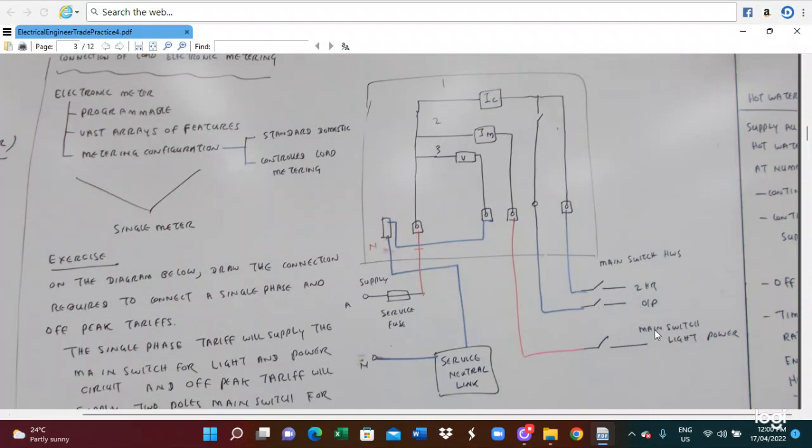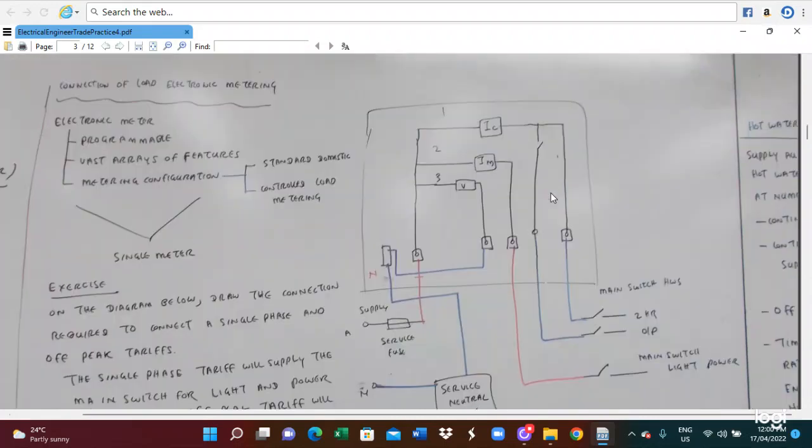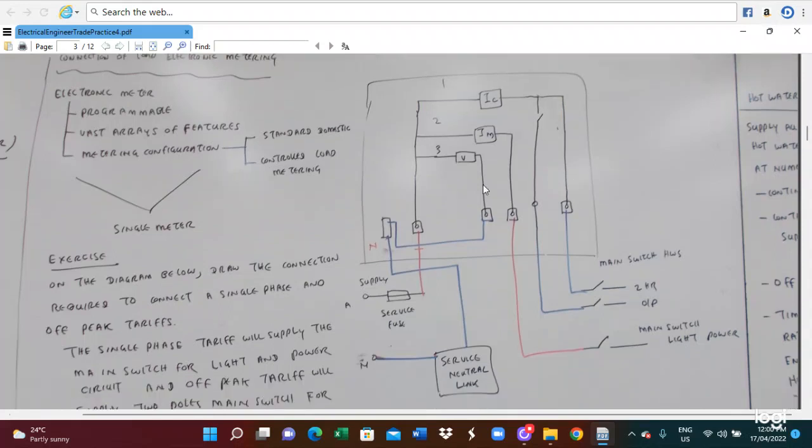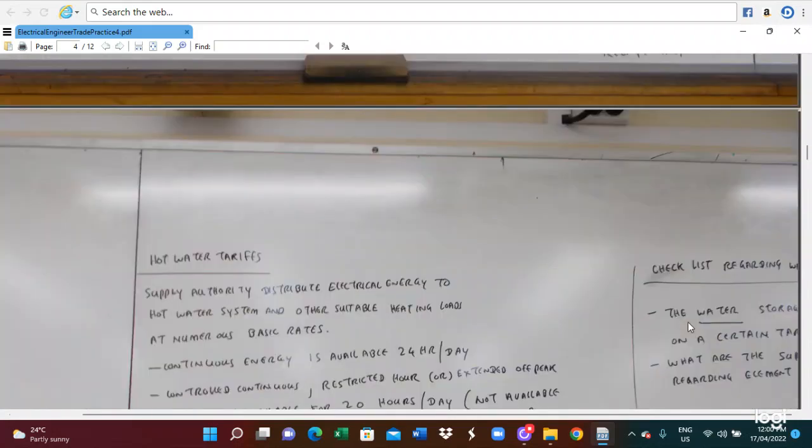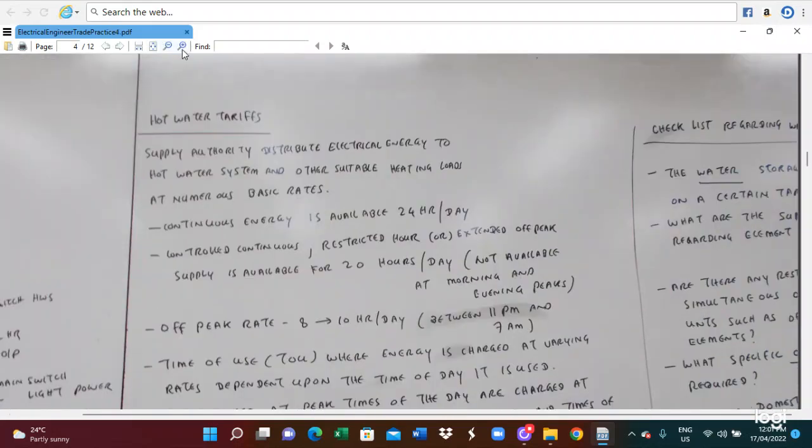Main switch control, light, power, service fuse, service neutral link, this is the connection. Connection of the electronic metering and connection of the single phase and off-peak tariff system. So this is the connection diagram. Now we are talking about the hot water tariff.